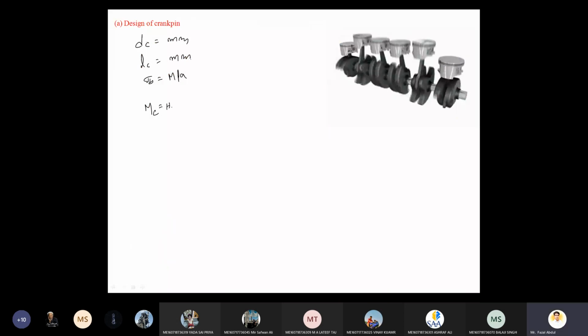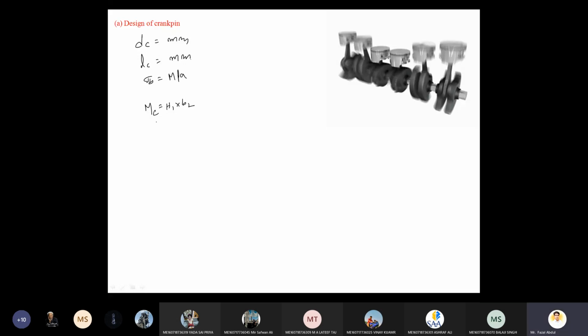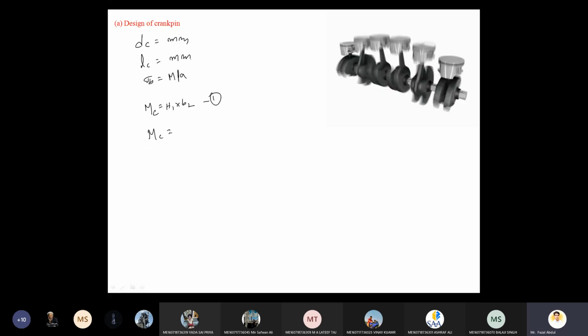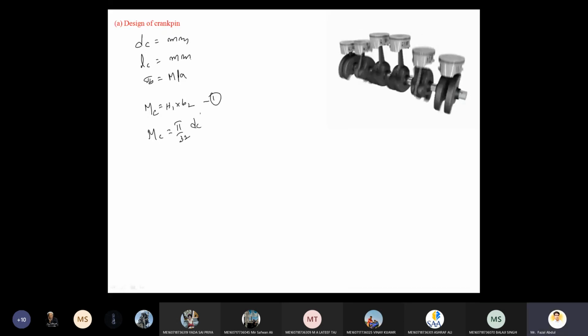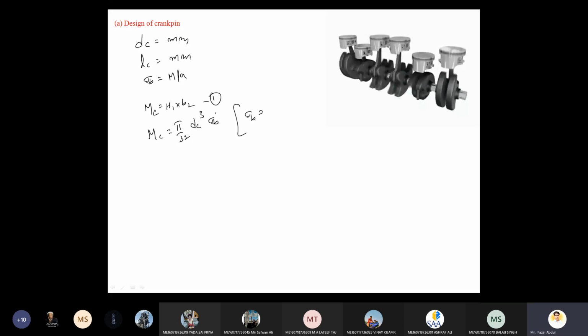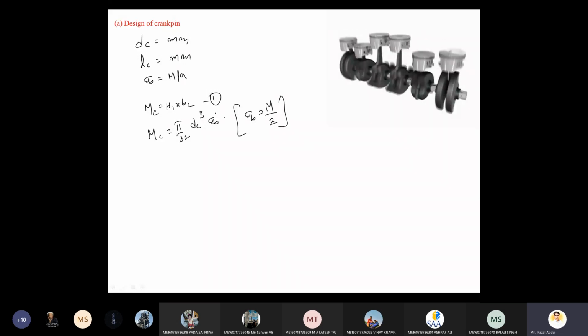H1 into B2. And also we know that this is the first equation. Another equation: the bending moment at the center of the crank pin is pi by 32 into dc power 3 into sigma b. This equation we got from the bending stress equation, bending moment by section modulus. With this relation we can calculate this.